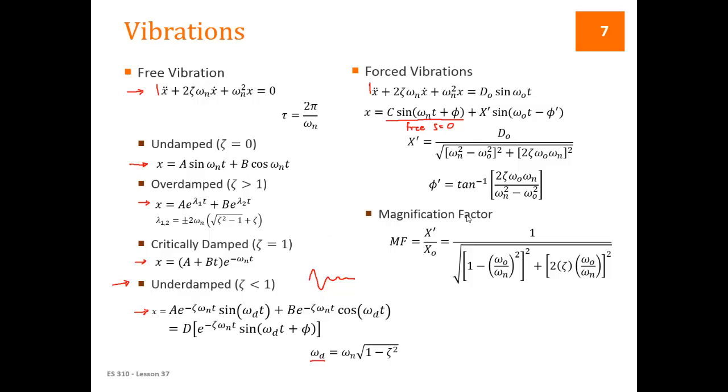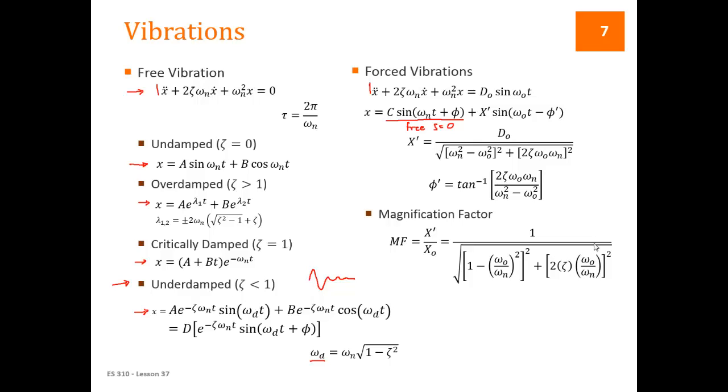We can also have a magnification factor when we have forced vibration, which is due to a relationship between the driving frequency omega naught and the natural frequency omega n. In the case of no damping, this magnification factor can go to infinity if omega naught is equal to omega n. In the case where there is damping, these can still be very large, but will never go to infinity.